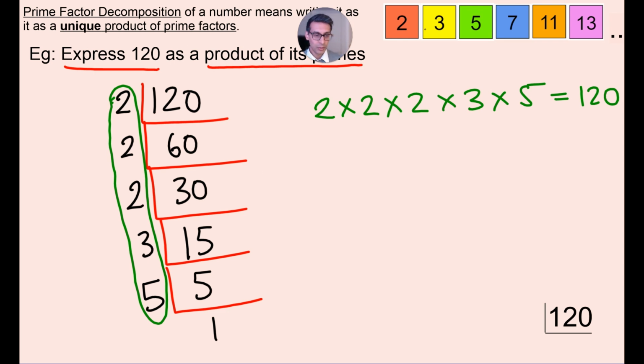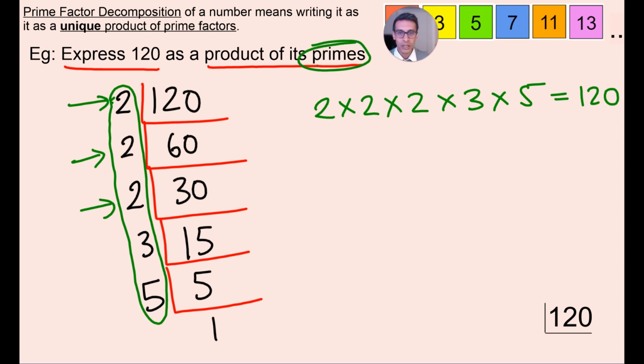And this is the method that we're going to use to show a number as a product of primes. Now there's a couple of tips here. You should remember these numbers should always be prime numbers because that's what the question says. It says product of primes. The other tip here is you can do this in a different order.